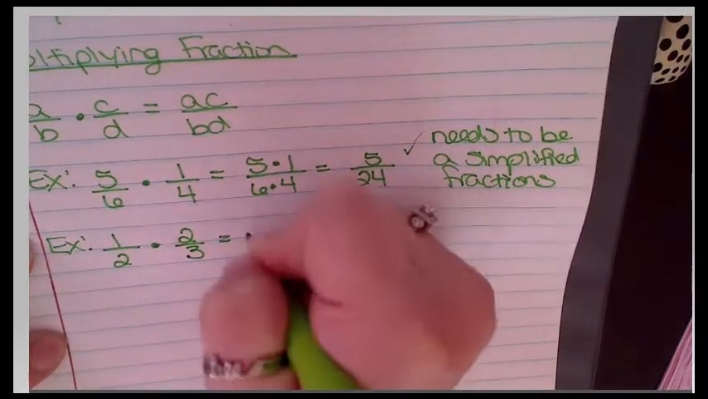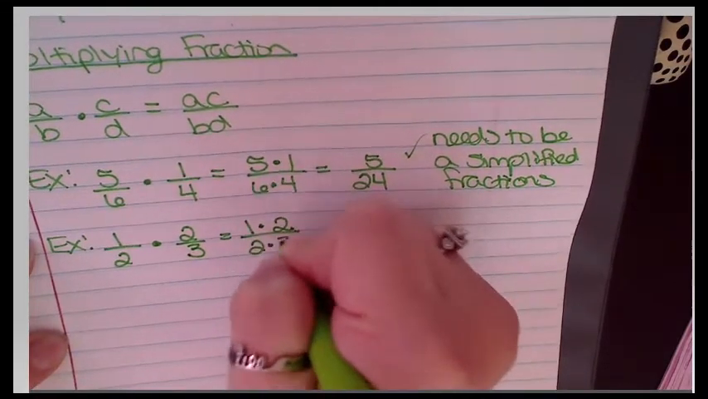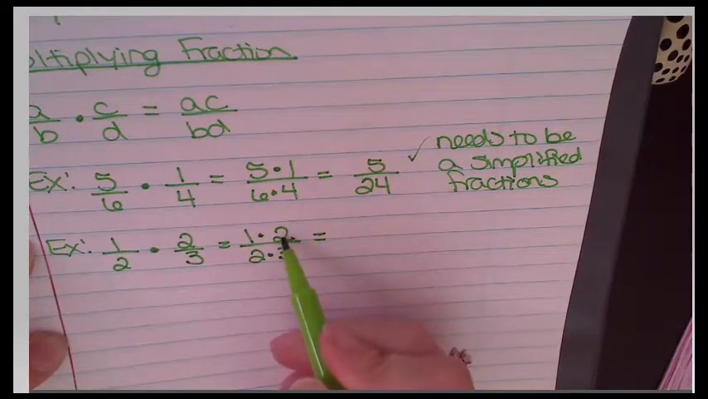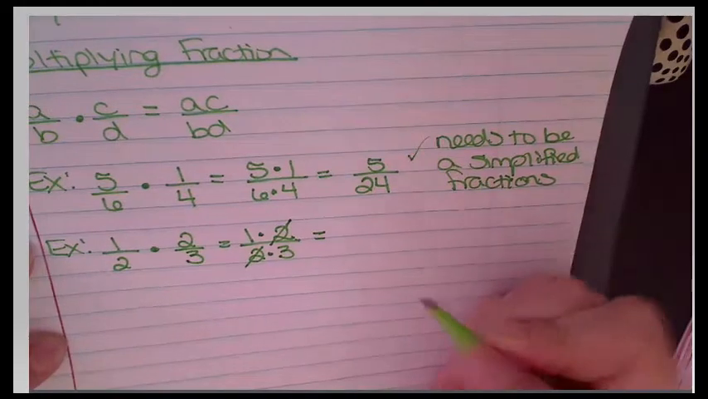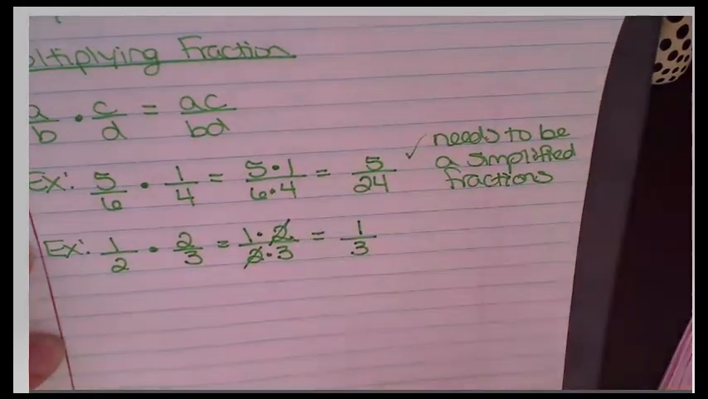Again, we're just taking the top numbers times each other and taking the bottom numbers times each other. Now at this point right here, we see, oh, we have a 2 on top and a 2 on bottom. So let's go ahead and cancel those out. And that'll just give us a 1 over 3. That's simplified. We're good to go.